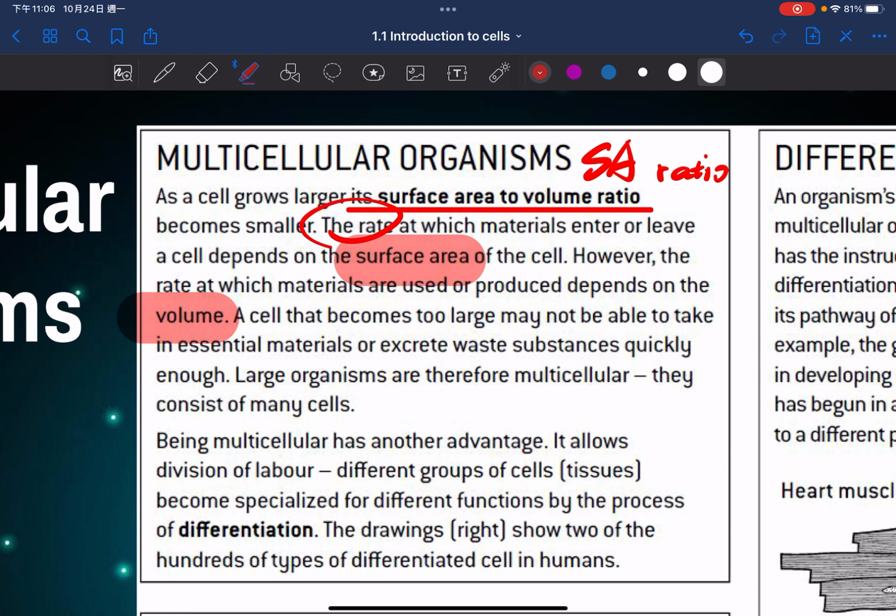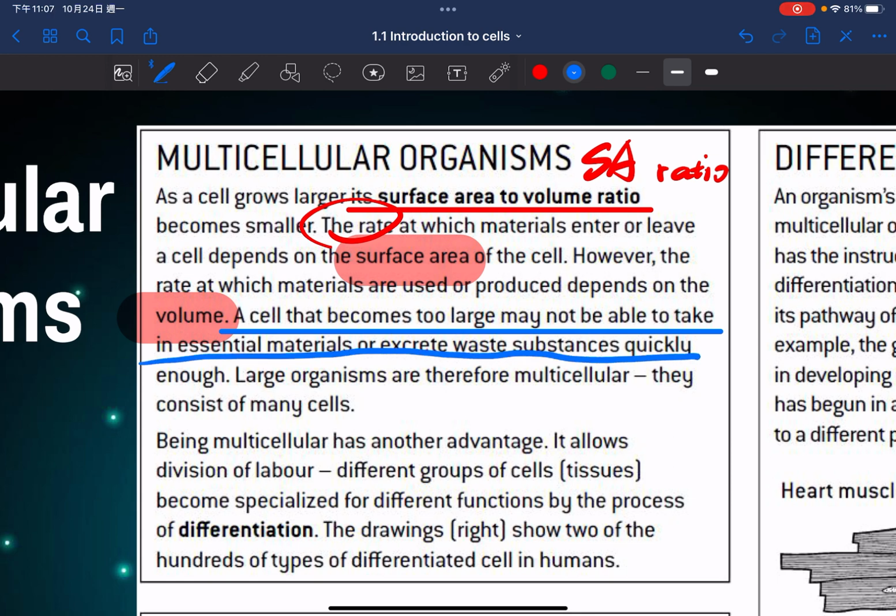So when a cell becomes too big, it may not be able to take in essential materials or excrete waste substances quickly. That's a problem. If you cannot do this as soon as possible, the waste products may kill the cell. So we think the surface area is very important, or maybe the cell needs a lot of energy. If it can't have enough surface area, it can't get enough oxygen to do cellular respiration. It's not good for it.